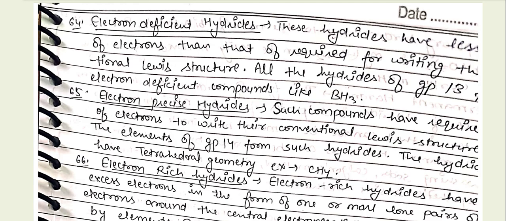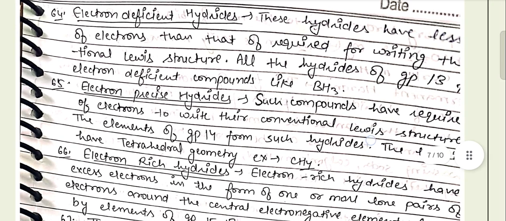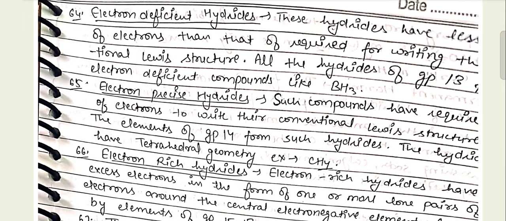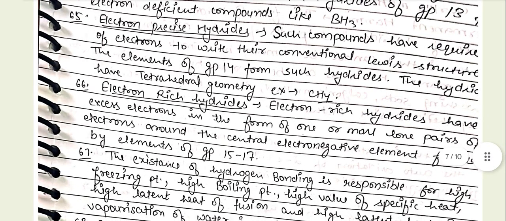Electron deficient hydrides. These hydrides have a smaller number of electrons than that required for writing the conventional Lewis structure. All the hydrides of group 13 are electron deficient compounds, like BH3. Electron precise hydrides. Such compounds have the requisite number of electrons to write their conventional Lewis structure. The elements of group 14 form such hydrides. The hydrides have tetrahedral geometry, for example CH4.